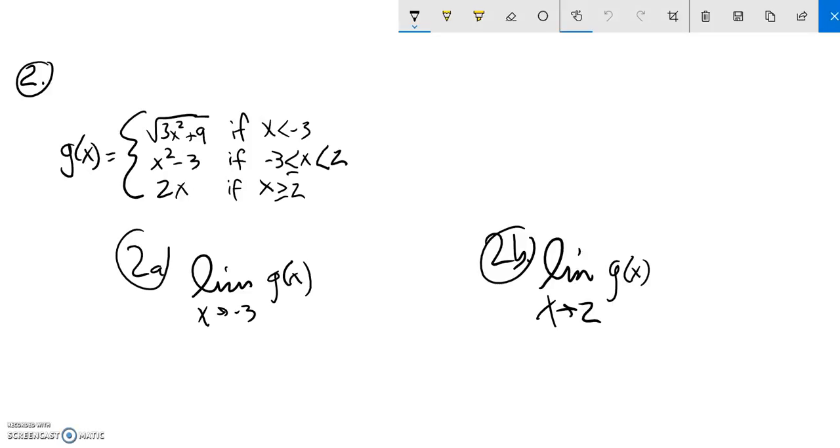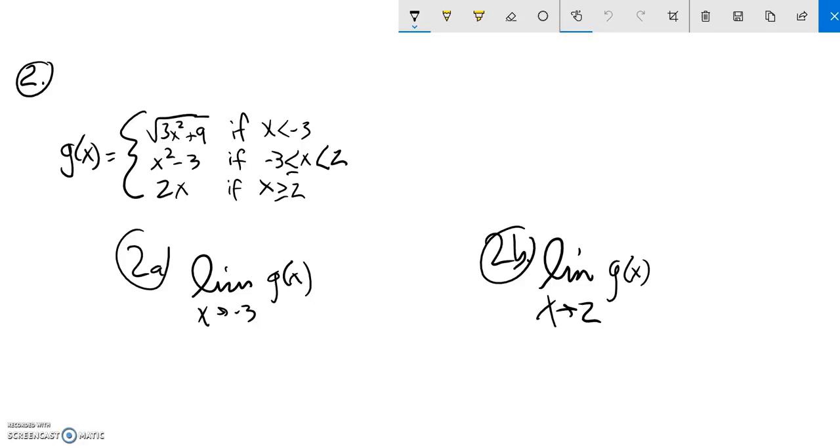This is Math 151, practice exam one, the assessment, and this is problem number two. On this problem, we have this piecewise function defined this way, calling it g. We're supposed to find a couple limits: the limit as x approaches negative 3 of this function, and the limit as x approaches 2 of this function. And notice that those are the boundary points, the points where conditions change.